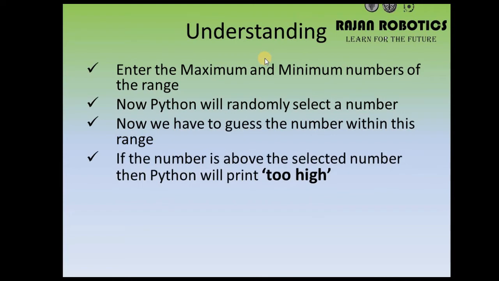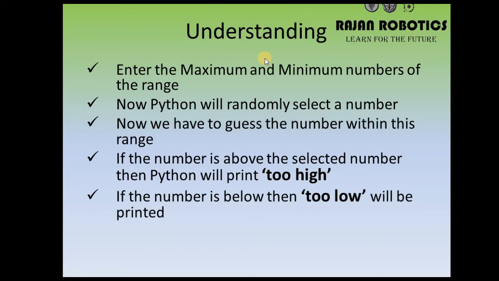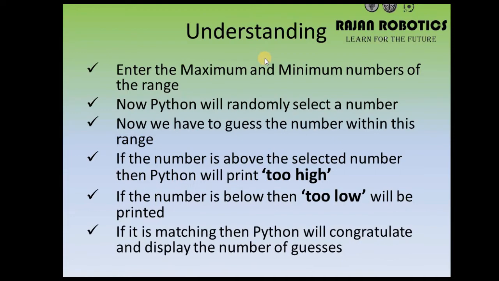If our guess is above the selected number, then Python will print too high. If the number is below, then it will print too low. And if our guess and the Python randomly selected number match, then Python will congratulate us and display the number of guesses we have used to identify the number.